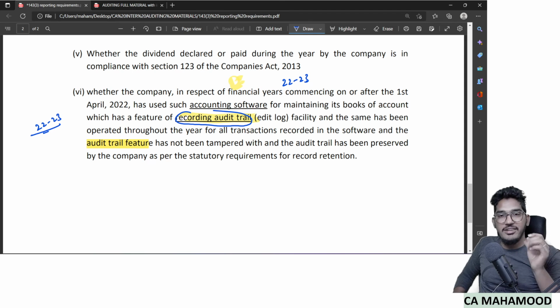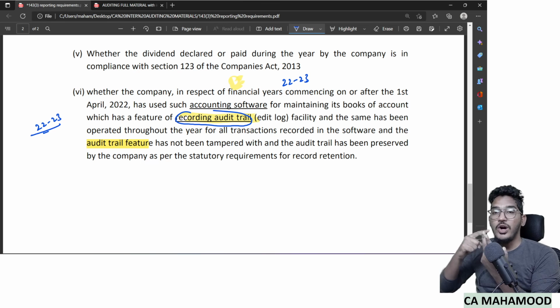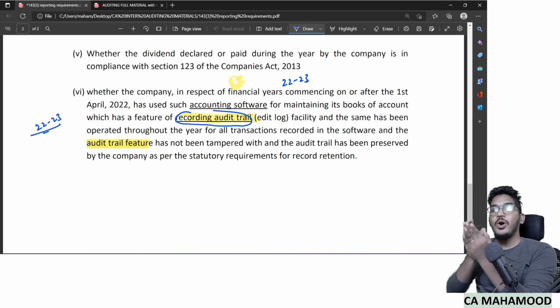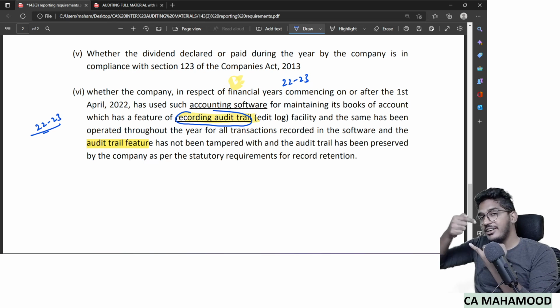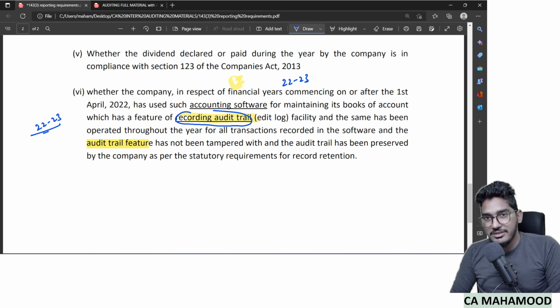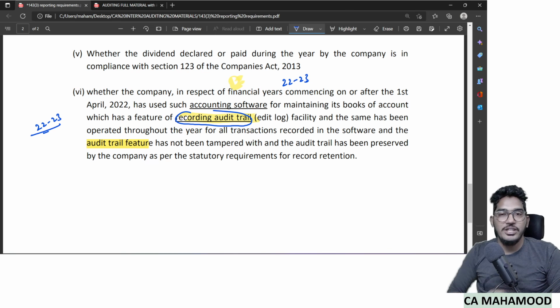Now, what is this audit trail, sir? Audit trail means nothing but the history of an accounting transaction. Who passed a transaction? Who is the person who passed the transaction? What time did he pass it? Who approved the transaction? What time was it approved? If subsequently the entry has been modified, who modified that entry? At what time was it modified? If any entry was deleted, who deleted that entry? At what time was the entry deleted? Nothing but a history of the entire accounting entry, that we call audit trail.